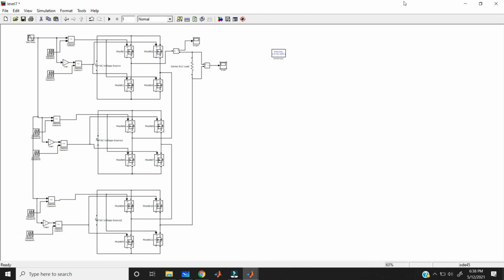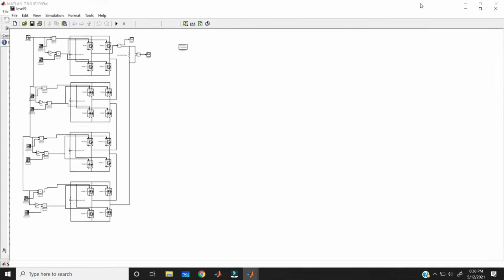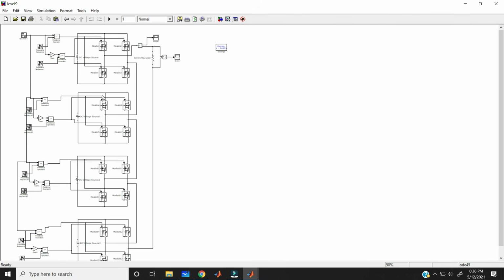Okay, and if you want to design the 9 level inverter, take another bridge. Then you can get the 4 bridges. Okay, so now design the 9 level inverter. This is the 9 level inverter, right? So here I am taking the 4 bridges, 1, 2, 3, 4.